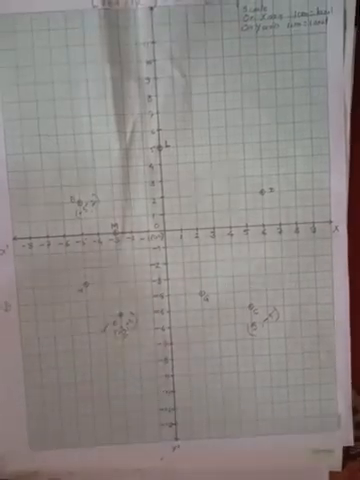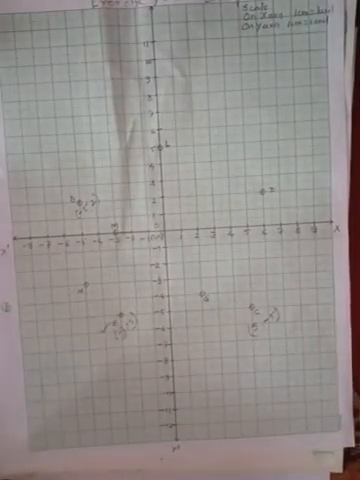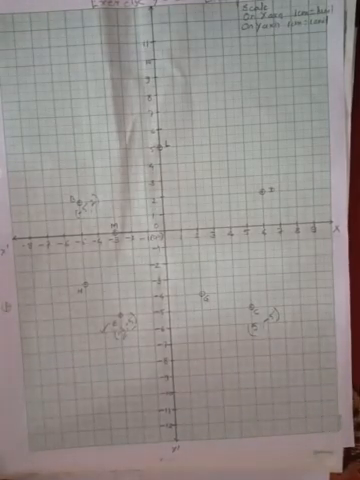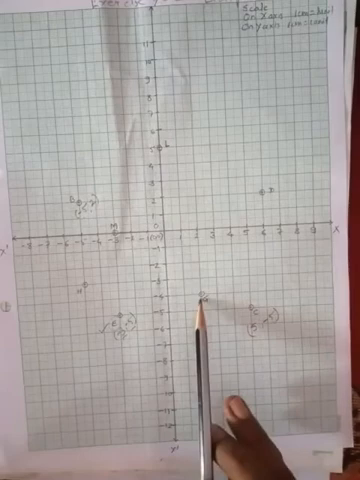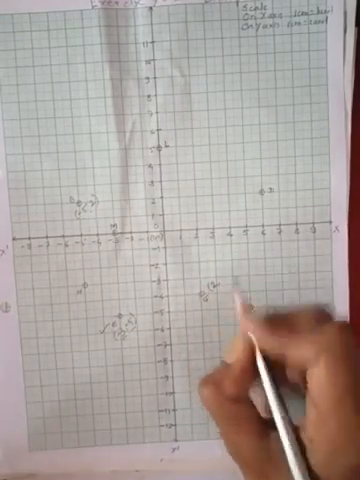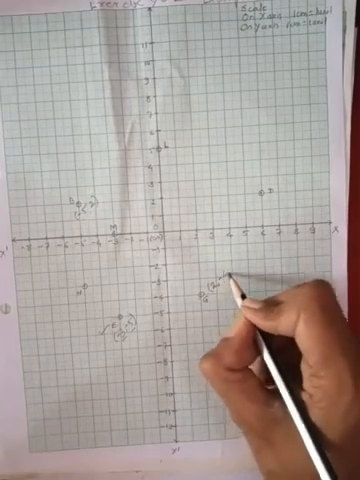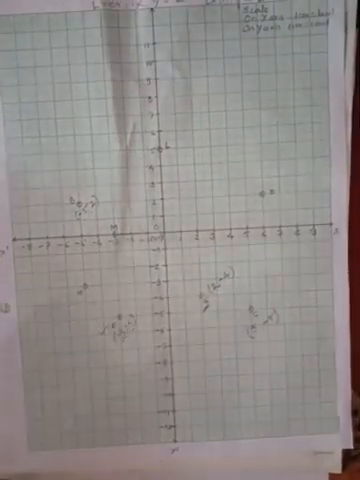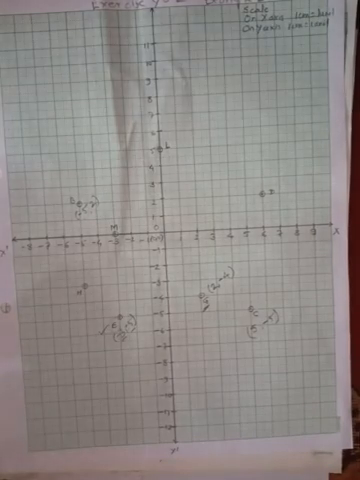Now next question is the point identified by the coordinates 2, negative 4. Let us see. 2 is x coordinate and y coordinate is negative 4. So this is the point G, indicated by 2, negative 4. So point G is identified by the coordinates 2 and negative 4.